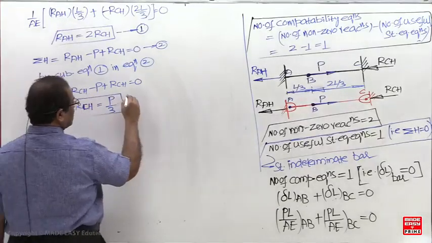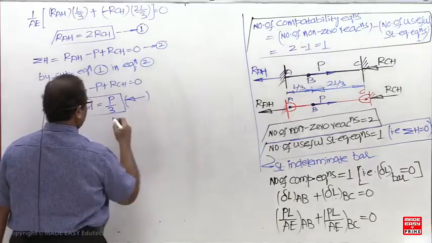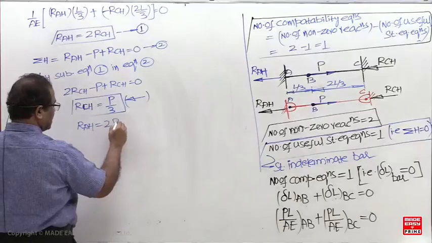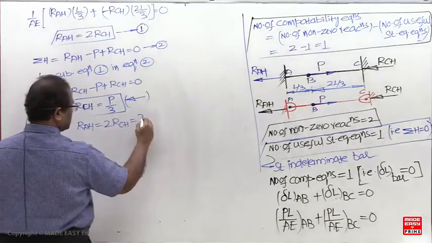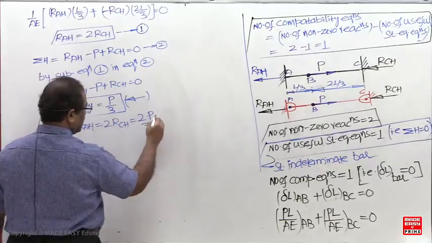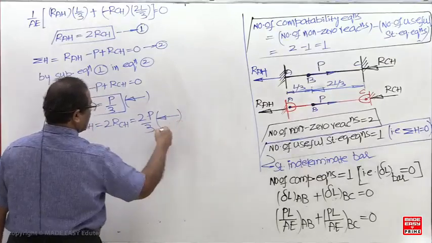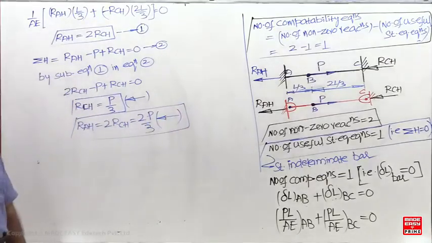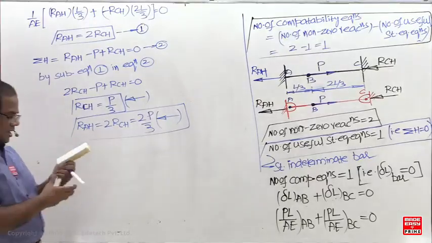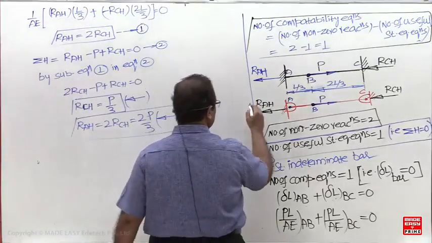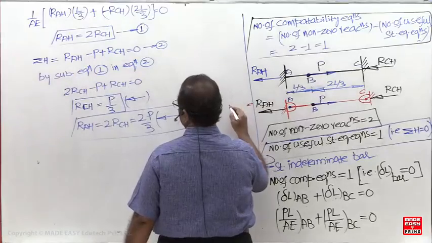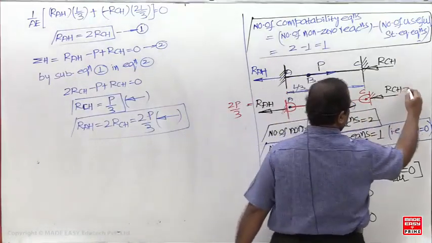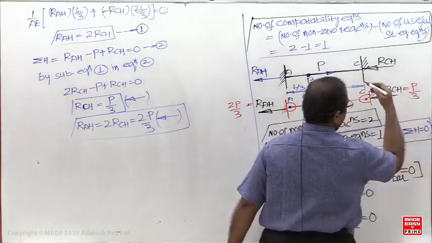I am getting a positive value, which means the assumed direction is correct. Then what is RAH? 2RCH, that is 2P by 3. This is also positive, so the assumed direction is correct. Once you know the reactions, you can directly find the loads. RAH you are getting is 2P by 3, and this is P by 3.